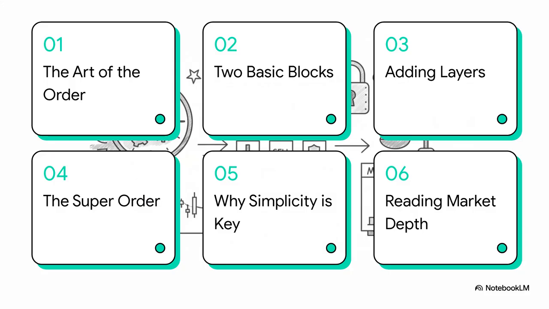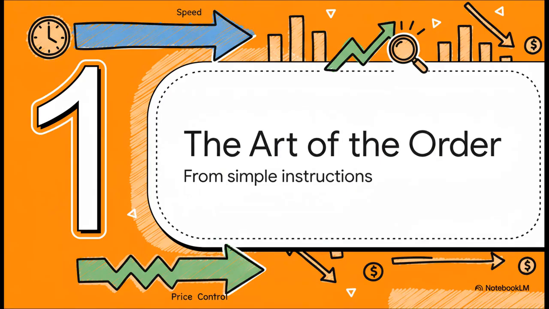So here's our game plan. We'll start with a big idea, then break down the two essential orders that everything else is built on. We'll see how you can combine them into more advanced strategies. And then, super important, we'll wrap up with a critical warning that could save you from making a really common and pretty costly mistake. All right, let's dive in.